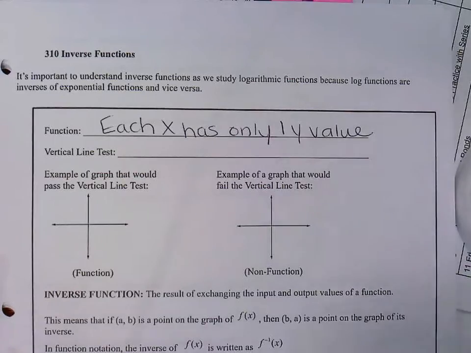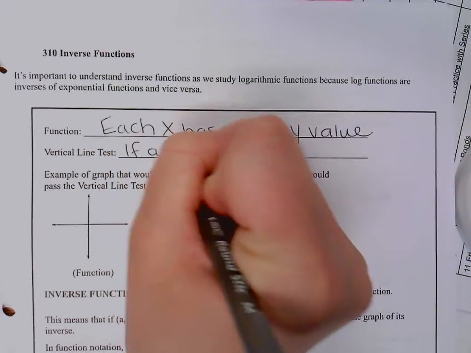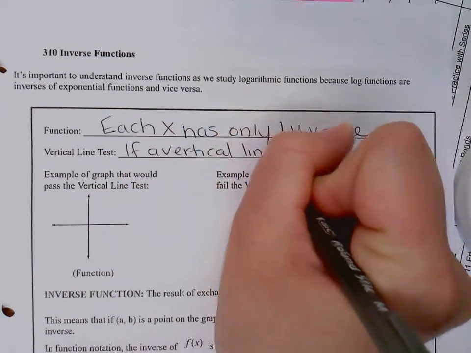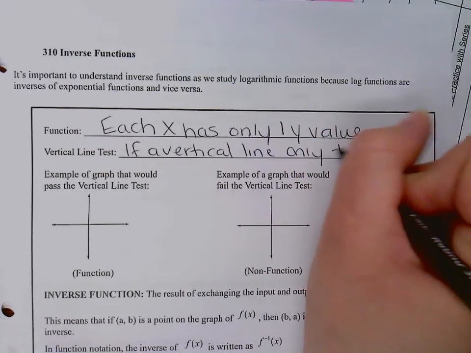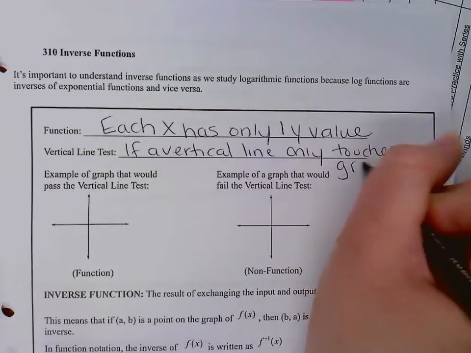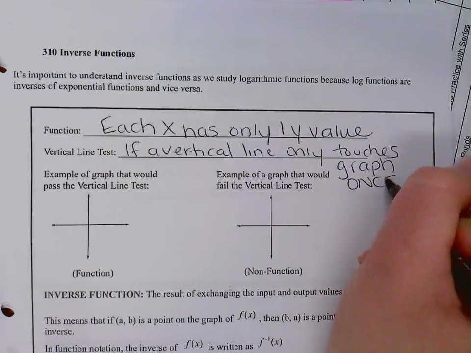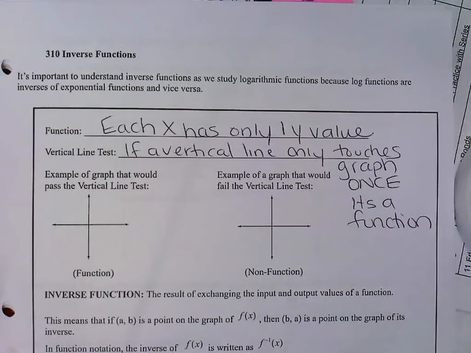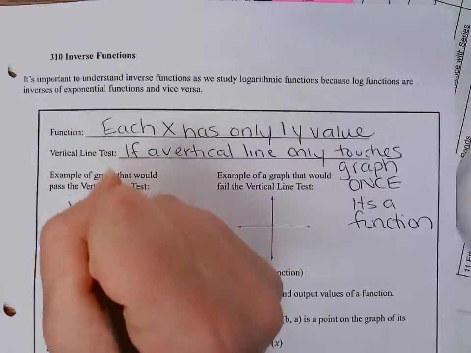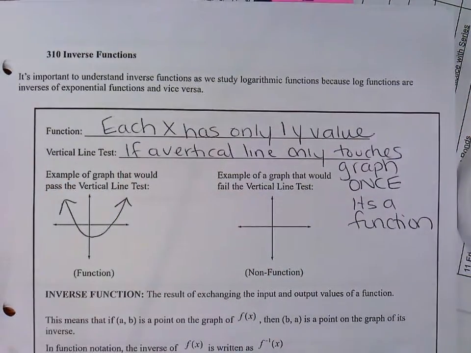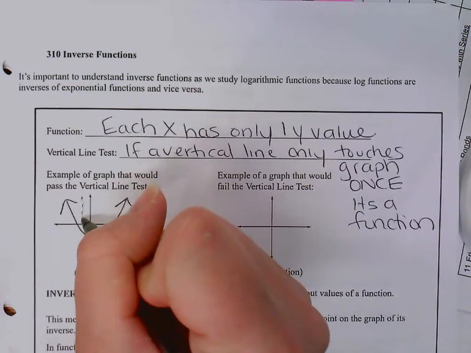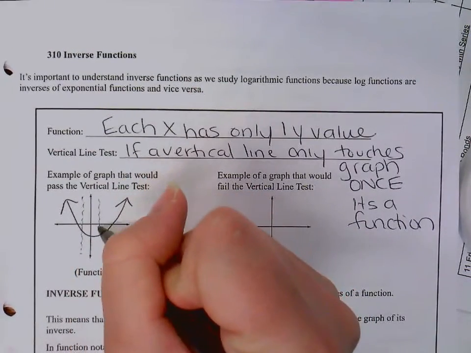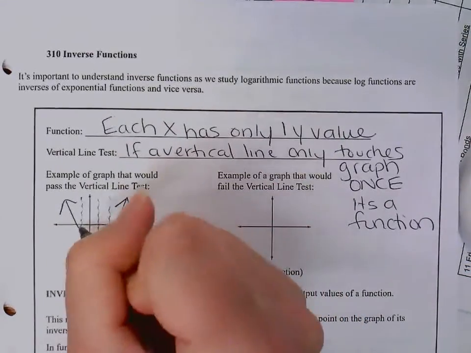The vertical line test. So if a vertical line only touches the graph once, it's a function. So the vertical line can only touch the graph once. It has to pass the vertical line test. Guess what? A parabola passes the vertical line test. Anywhere that I want to draw a vertical line, I can only touch the graph once.